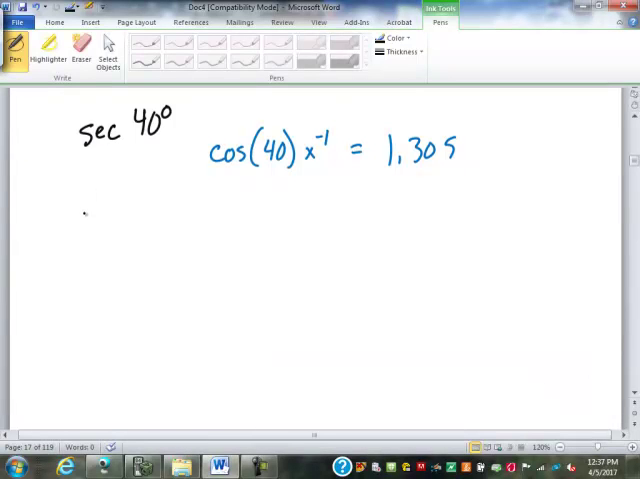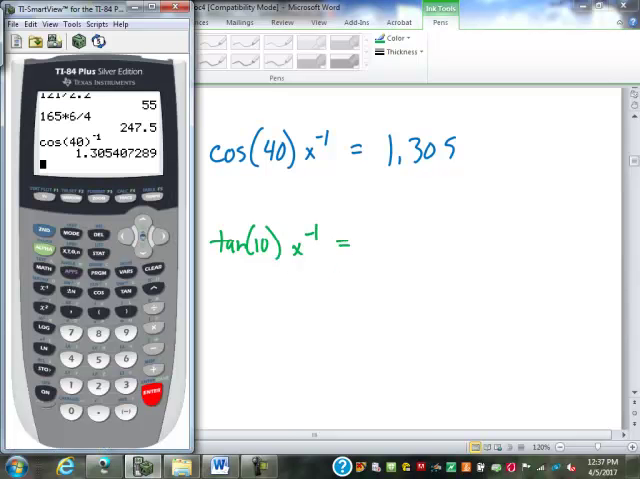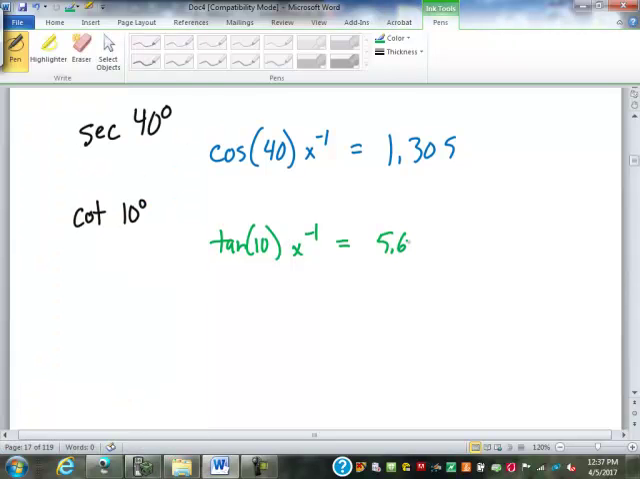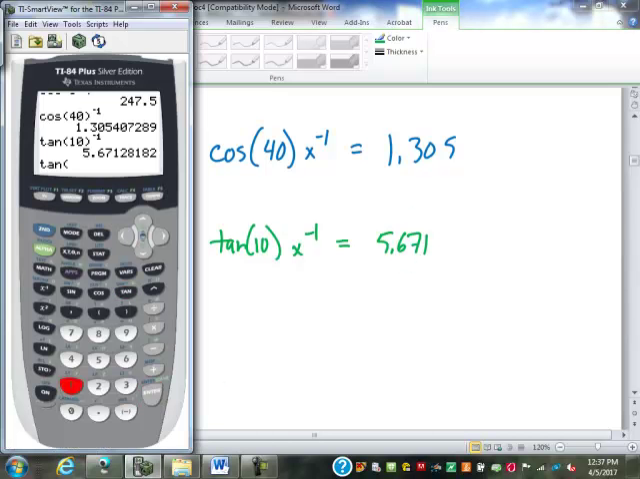So now let's say I ask you for the cotangent of 10 degrees. So you're going to do the tangent of 10, close the parentheses, and then the x negative 1. Oh, you got to do the x negative 1. Use your 5.671. So you got to do the tangent, type in the 10, close parentheses, then hit that x negative 1 key. You didn't do the x negative 1 is all.